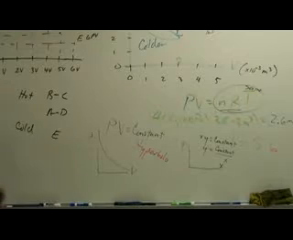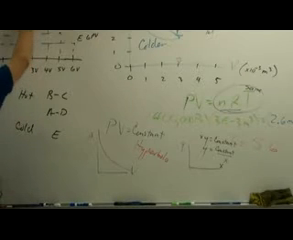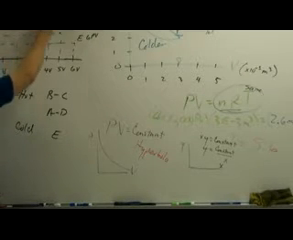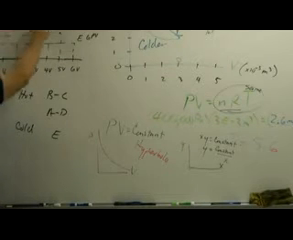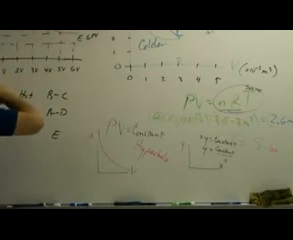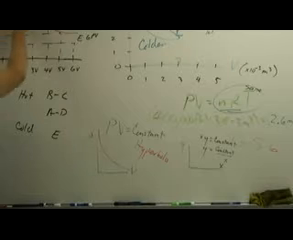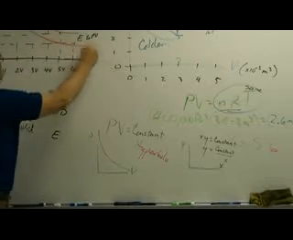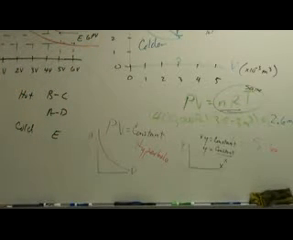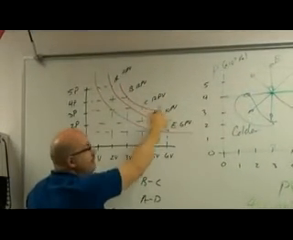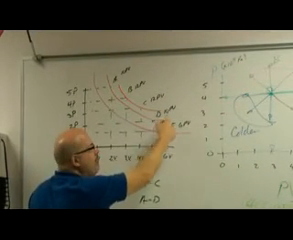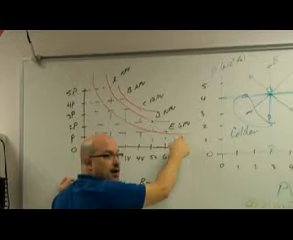That means these two are on a hyperbola. That means these two are on a hyperbola, if I can draw it. And D and A are on a hyperbola. This is the 12 PV hyperbola. This is the 10 PV hyperbola. This is the 6 PV hyperbola.